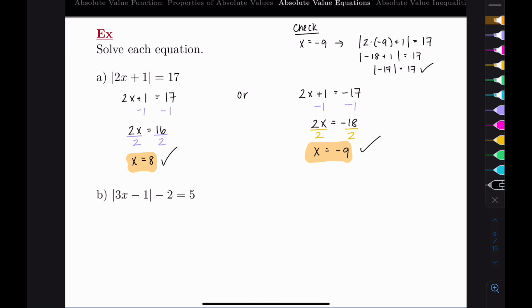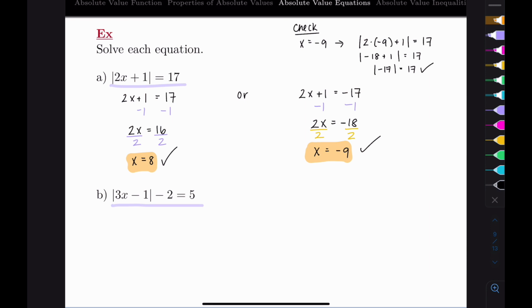So again, not 100% necessary, but you're going to see in a few examples that this could come in and save our butt from getting a problem wrong. All right? So let's try this next example. Now I have kind of an equation with extra steps in it. So it's not quite what we had in this first example.